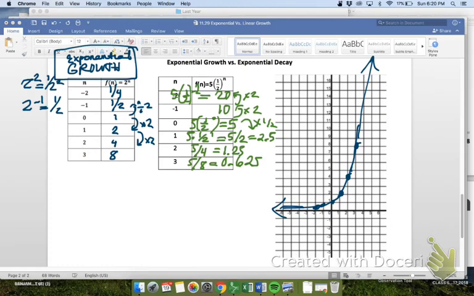So from here, I'm going to plot my points. On my y-axis, I actually can't get all the way up to 20. So I'm going to start with the negative 1, 10, which is right there. Then I have 0, 5. One, 2.5. So there are my points, and now I'm going to sketch my curve.